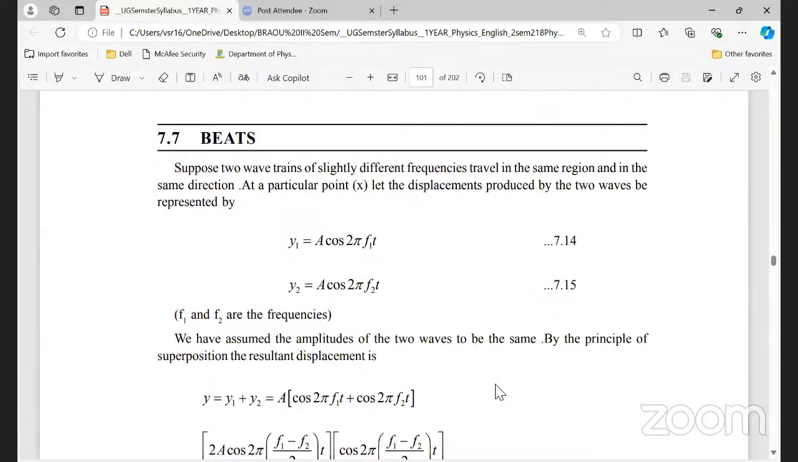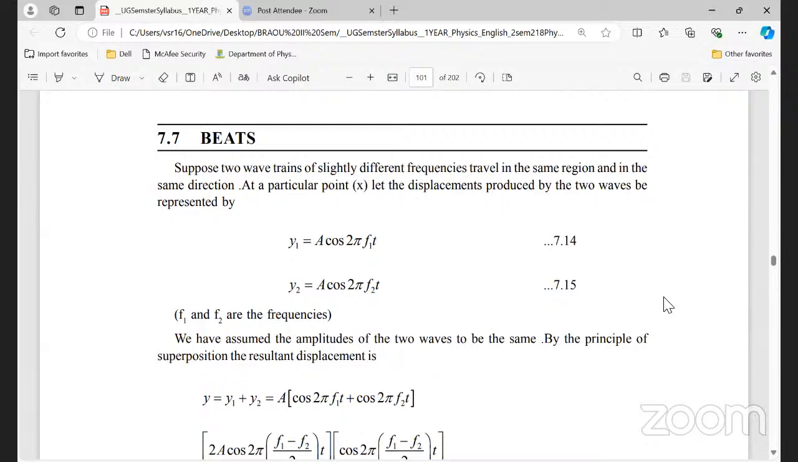Next, this is a short question, beats. Sometimes along with a problem question, this question is also asked as an essay, along with the problem. But most of the time it is asked as a short question. Suppose two wave trains which slightly differ in their frequencies travel through the same region in the same direction, then you have to say that these are called beats.